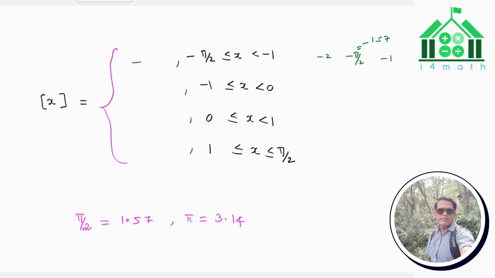In the first interval, minus pi by 2 is the smallest value. What is minus pi by 2? Minus 1.57. So the greatest integer function of minus 1.57 is minus 2. In the next interval, the smallest value is minus 1. So that will be the answer.